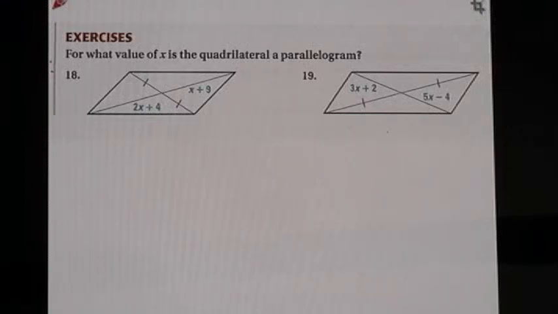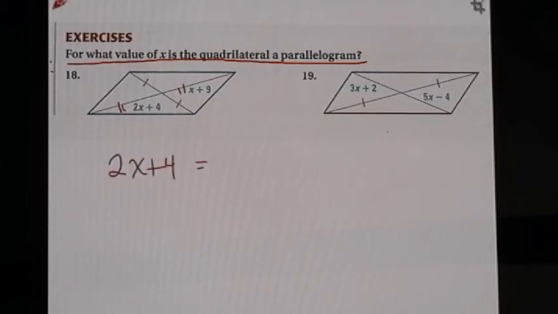So we're looking at this, and number 18 says, for which value of x is the quadrilateral a parallelogram? That means you have to on purpose make it a parallelogram. Okay, that means that you're going to be saying, oh, these have to be bisected. So 2x plus 4 has to equal x plus 9. Moving our x over, we get x equals 5.